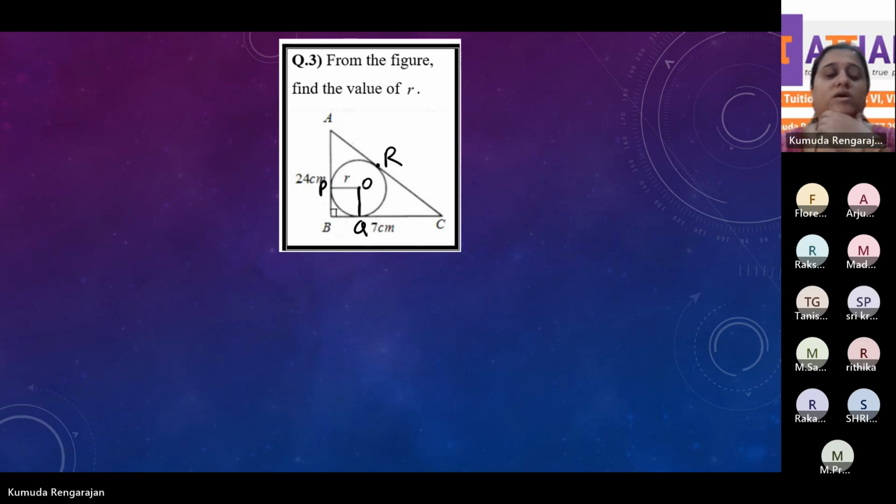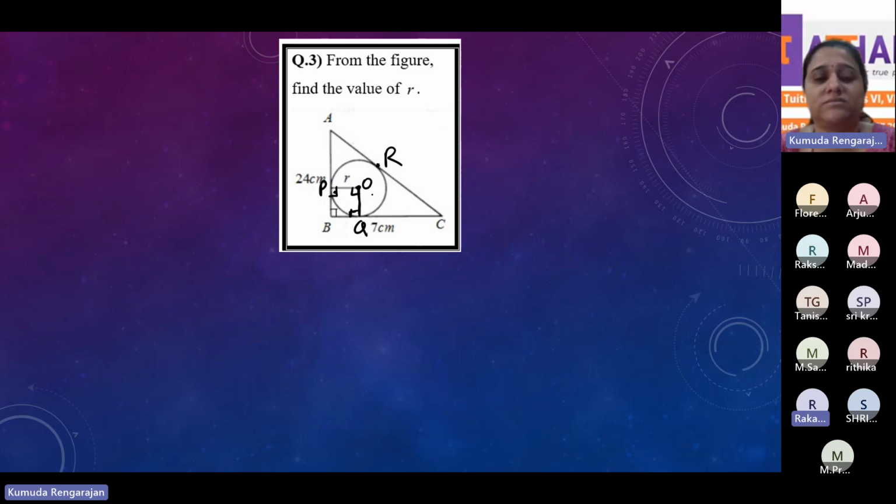Answer my questions. What's the measure of this angle? 90 degrees, ma'am. What's the measure of this angle? 90 degrees, ma'am. Then how much is this angle? 90 degrees, ma'am. So if each angle of the quadrilateral is 90 degrees, then OPBQ is a rectangle. It cannot be a square; it need not be a square. If each angle is a right angle, it's a rectangle. Now you should prove that the rectangle is a square.